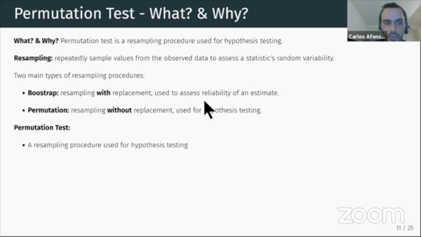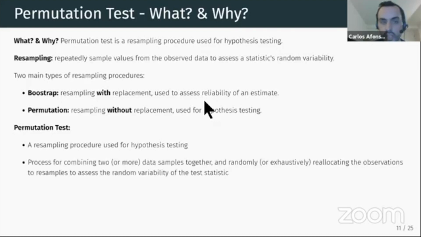So in summary, what's a permutation test? It is a resampling procedure used for hypothesis testing, and that's what we're going to use now. In more detail, it is the process of combining different data samples, like the two data samples that we have in A/B testing, the A and B. We combine them together so that we can reallocate that data into different resamples of those groups A and B, and use those resamples to determine the random variation of the test statistic. We're going to cover this step by step. In practice, it is a way of creating the null model, the model that represents the null hypothesis, that then lets us compute the p-value for doing the hypothesis testing.